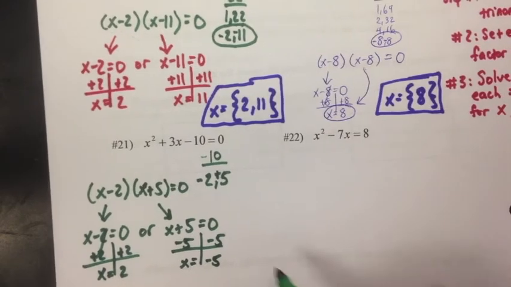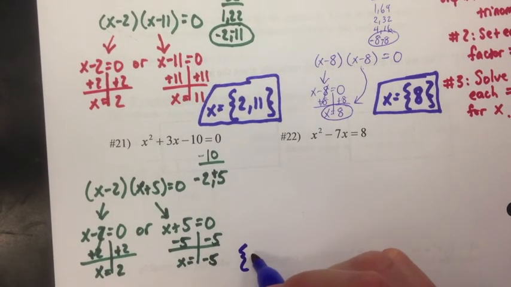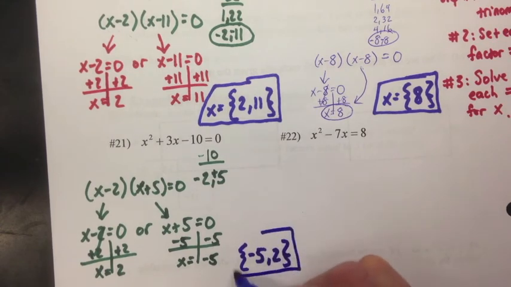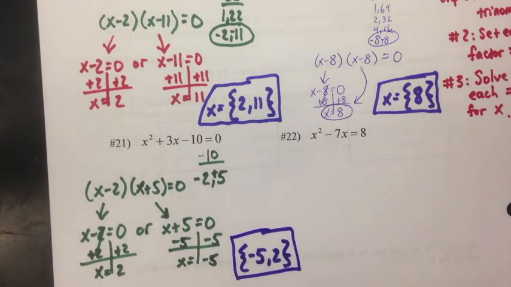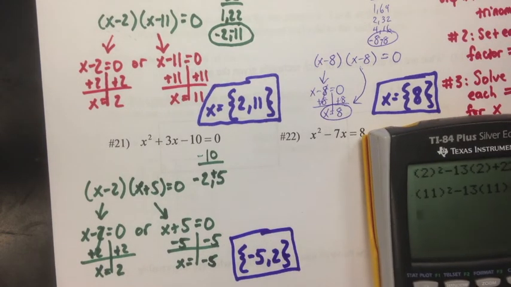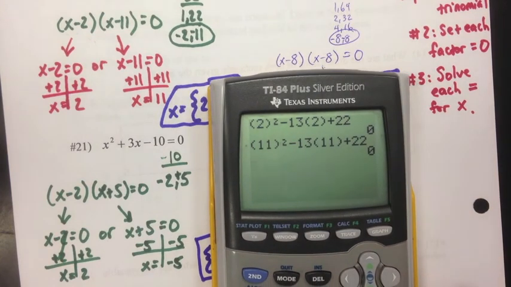Now we get two answers. So our answers are negative 5, positive 2. Now if you write them positive 2, negative 5, that's okay. I usually put them in chronological order, so I put them in the order smallest and then biggest. Does it work? Okay, we should check this. I didn't check my last one, I'm going to check this one.